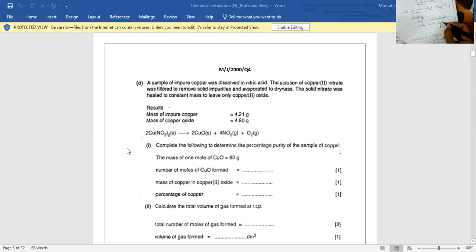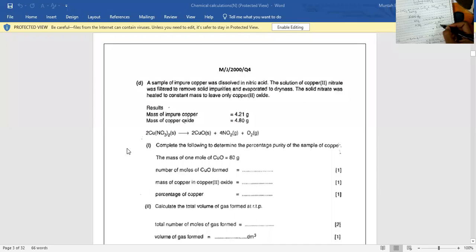I'm explaining here in the video. So the mass of copper oxide, according to the question, is 4.8 grams. This gives the number of moles of copper oxide. I plugged in 4.8 grams and divided it by the molecular mass, which is 80. And how did I get 80? 80 is already given.